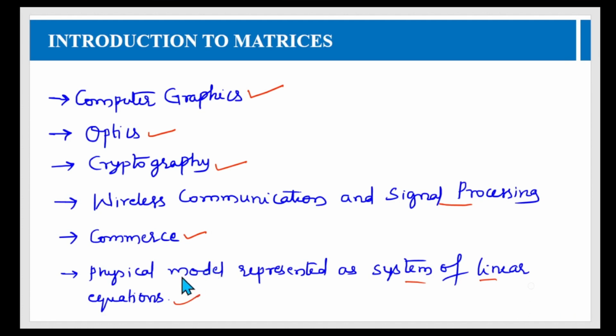Other than this, they are useful also in social science and many other branches. Therefore, matrices is one of the strongest tools in almost all branches of science, arts and engineering branches.